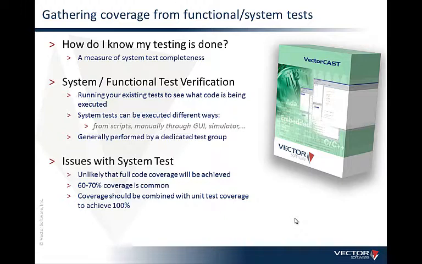And we want some kind of measure of the completeness of our system testing. Where did the program counter go? And more importantly, where did the program counter not go? And we find that in typical system tests, edge conditions, error conditions, boundary conditions are not executed.